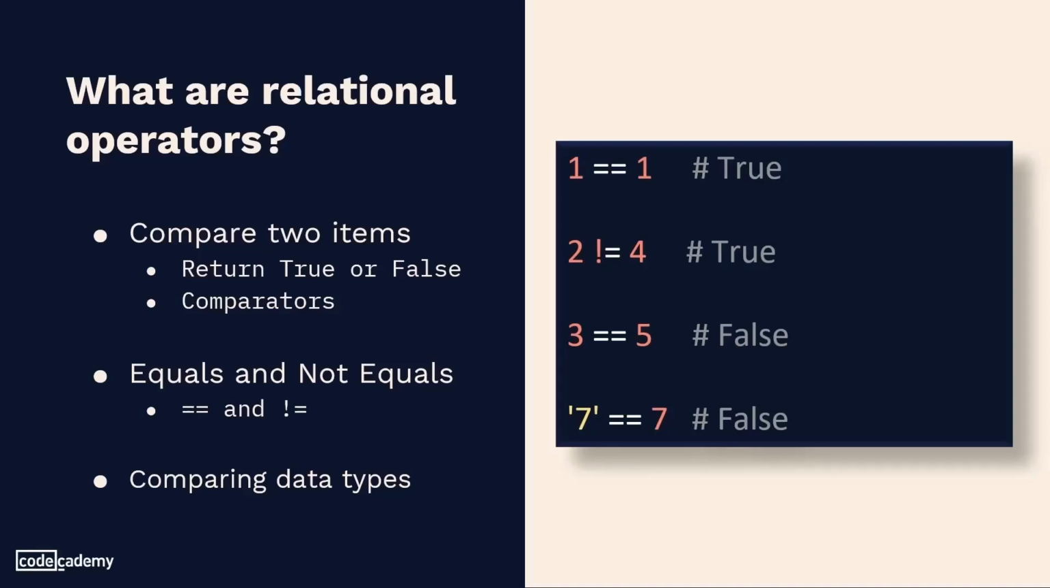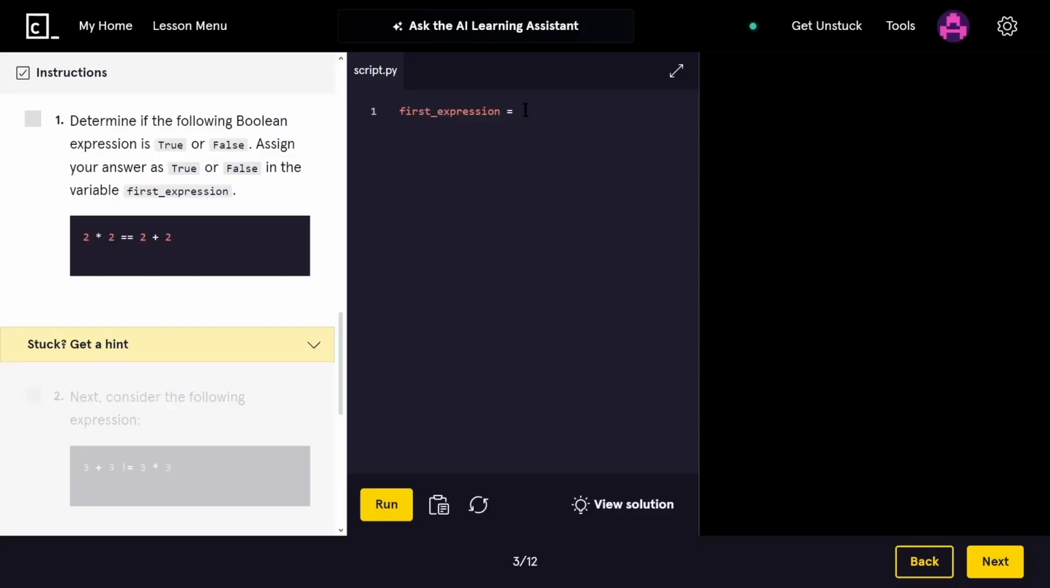Now let's switch over to the lesson and go over the instructions portion of the exercise. In this exercise, we need to determine if each Boolean expression is true or false. To start, we have the expression 2 times 2 is equal to 2 plus 2. The left side of the relational operator evaluates to 4, and the right side also evaluates to 4. The double equals relational operator returns true if the values on either side are the same, and false if they're not. Since both sides are equal to 4, the final result is true.